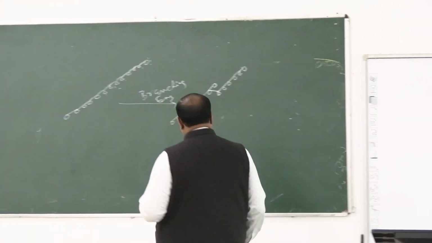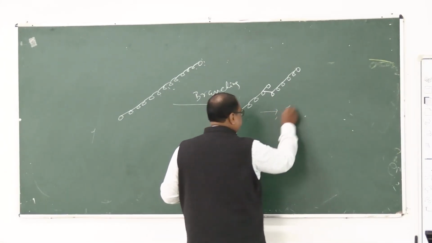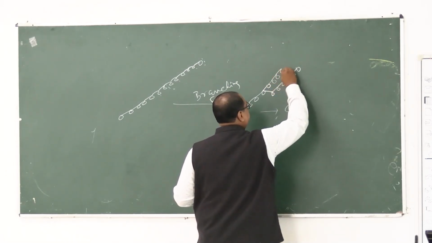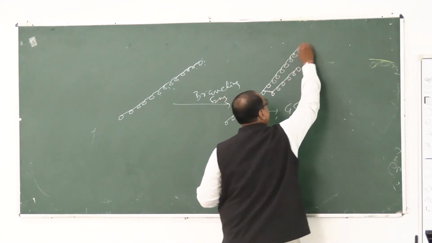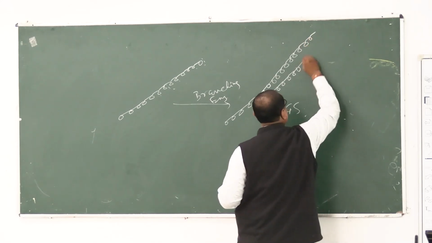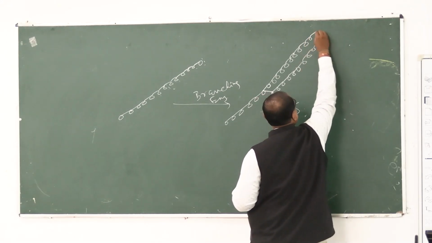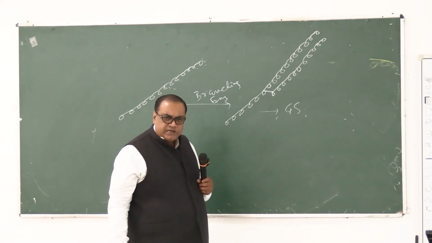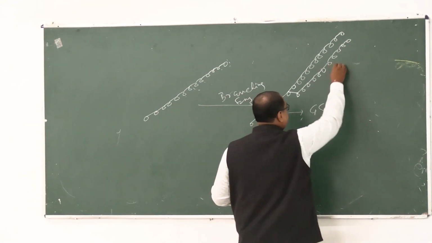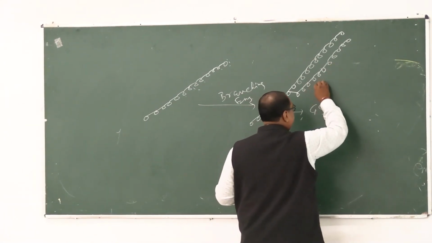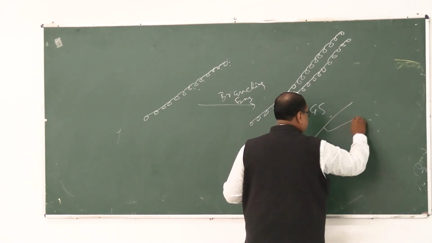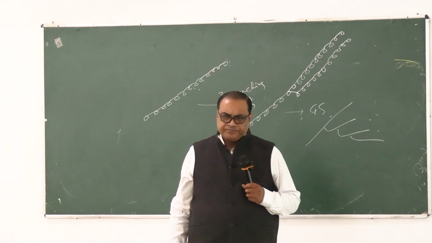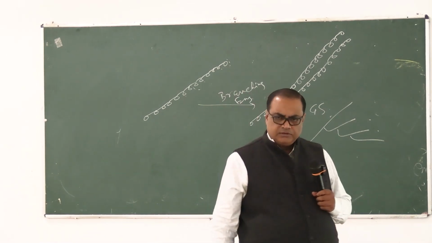Now, in the next step, the same enzyme, glycogen synthase, will go on adding like this. Again, the branching enzyme will take 6 to form one more branch point here. So like this, branching will take place. Yeah? Understood?